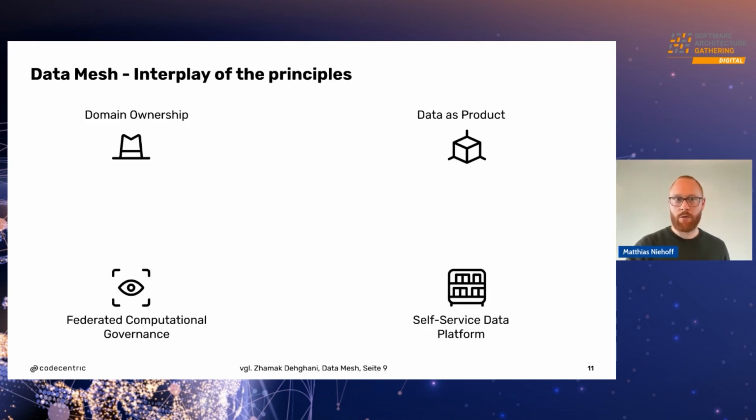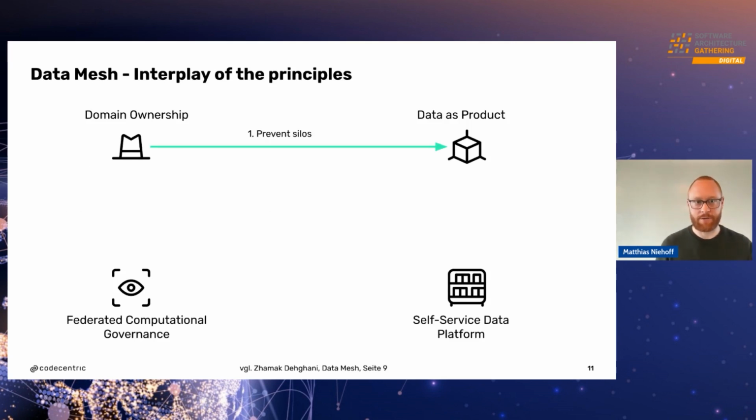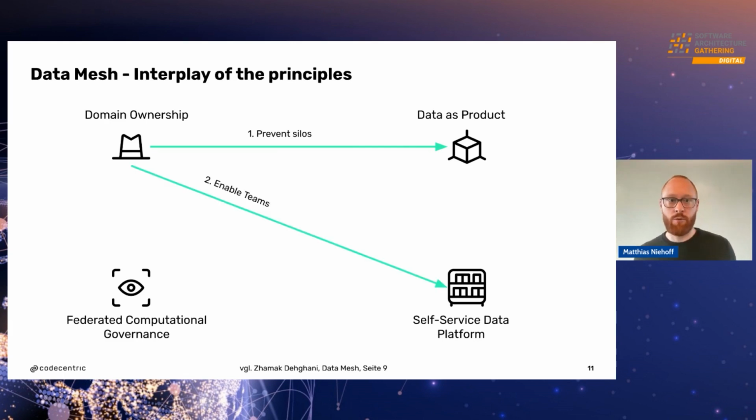Just a short overview of how they play along with each other. We want to use data as a product to prevent silos, really offering our data as a product, as something valuable for others. We enable the teams, using the self-service data platform, to actually have the domain ownership and live it. So that we reduce the cost by using the self-service data platform, maybe even provided by a central team, so teams can provide data as a product.